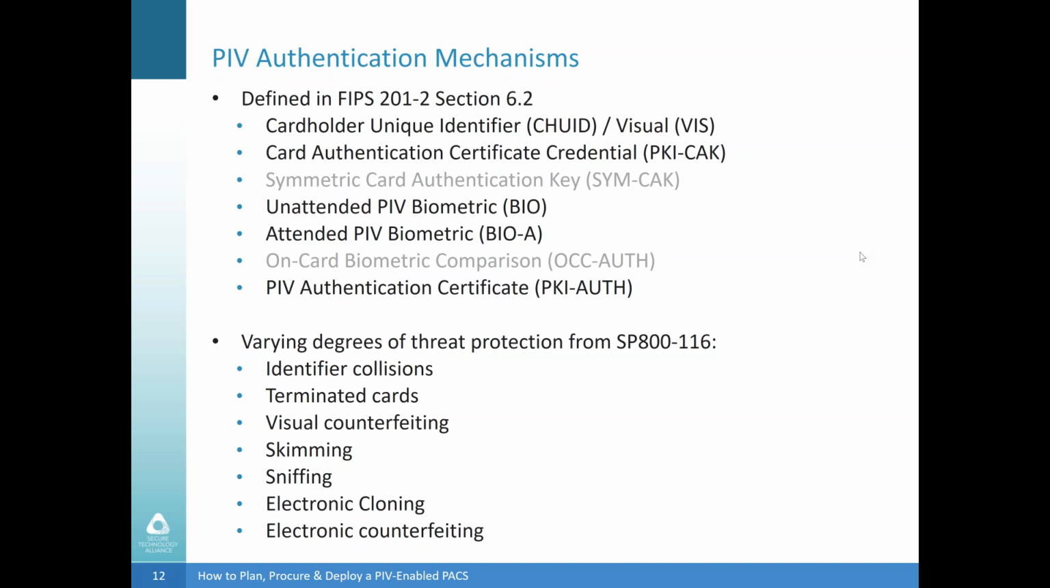When used together, the visual and electronic format of the PIV card and the authentication mechanisms mitigate some of the threats associated with traditional access control cards. You'll see here I listed some of the threats from Section 4 of NIST Special Publication 800-116. Unique identifiers are assigned using a common scheme to eliminate collisions. PKI certificates allow the identification of revoked or terminated cards regardless of who issued it. Overt and covert visual security features reduce the potential for counterfeiting. The limited range of the contactless interface and the limited amount of information available through it minimize the threat from skimming and sniffing.